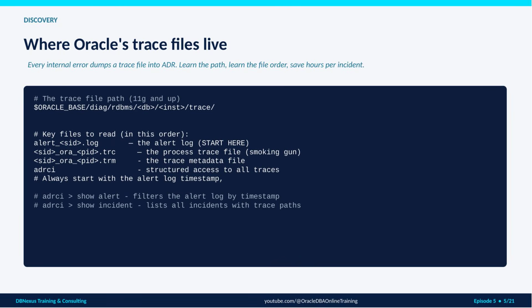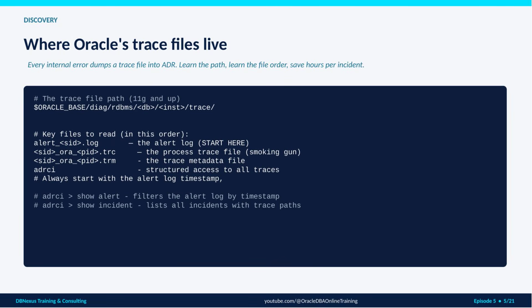Key files: alert_SID.log, always there. It tells you when and what. Then there's SID_ora_PID.trc. That's the process trace file. That's the smoking gun. There's also a .trm file. That's just metadata. Skip it on your first read.